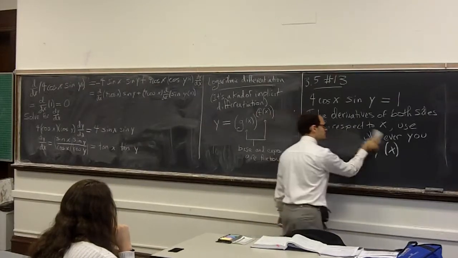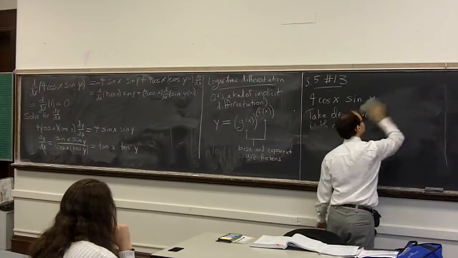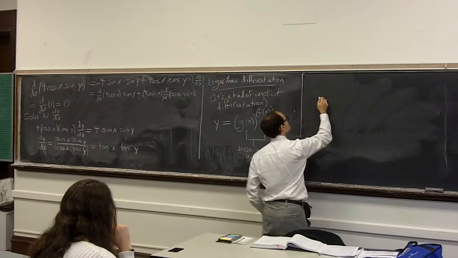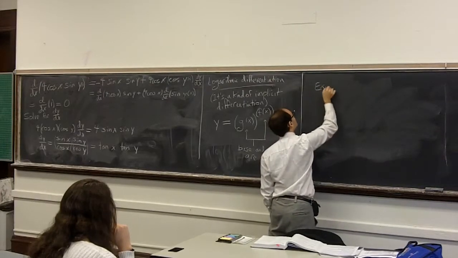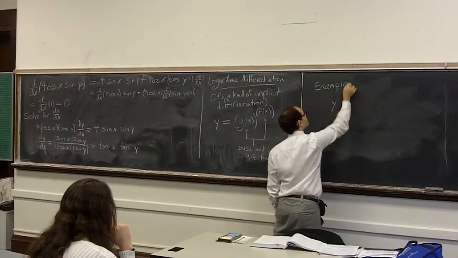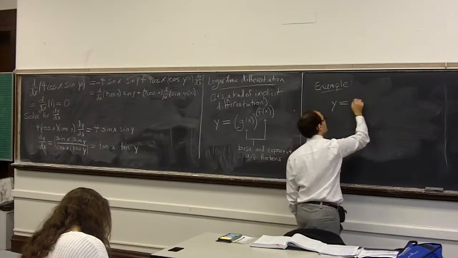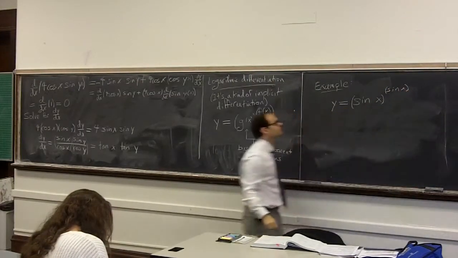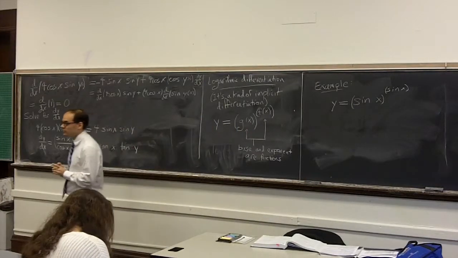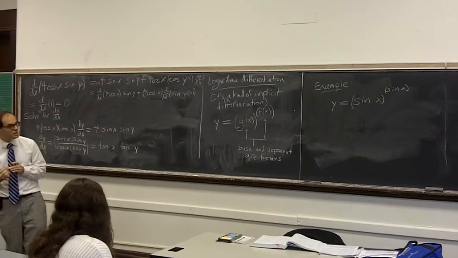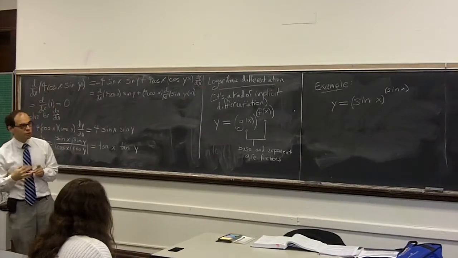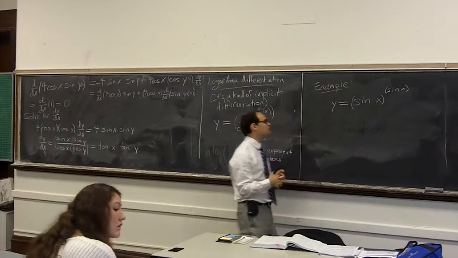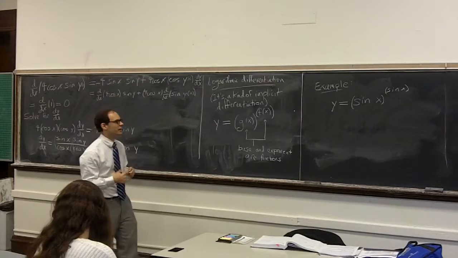There are lots of good examples of this sort of thing. I'll make up a simple one, like maybe y is equal to sine of x to the sine of x. What you can't do is use the power rule, because the exponent is changing. You also can't use the derivative of an exponential function, because the base is changing. So you have to do something different. And logarithmic differentiation is the right idea.